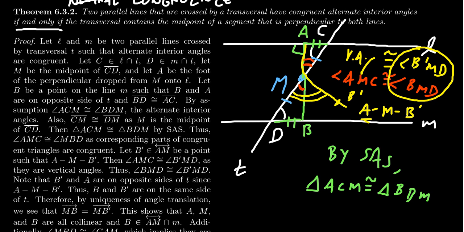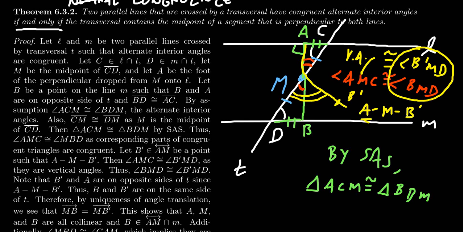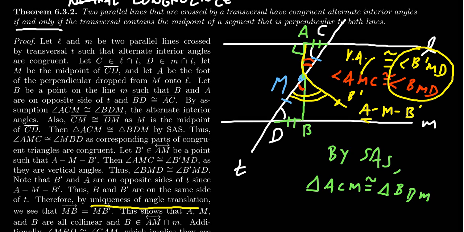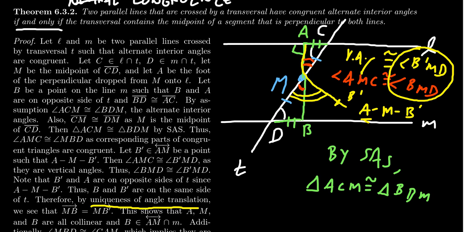But as they're the same angle measure resting on the same side of M, we actually get the uniqueness of angle translation here, that these two rays, I should say, the MB and the MB prime are in fact one and the same thing. So because the rays are actually equal, we get that the ray MB is equal to the ray MB prime. And so that actually does tell us that A, M, and B were collinear with each other. So I'm going to get rid of this extra hypothetical situation.